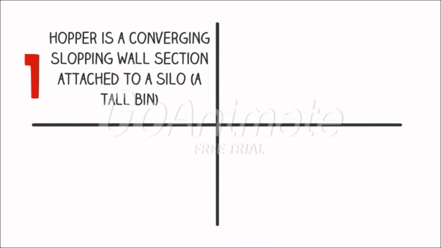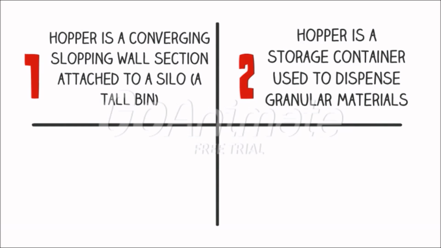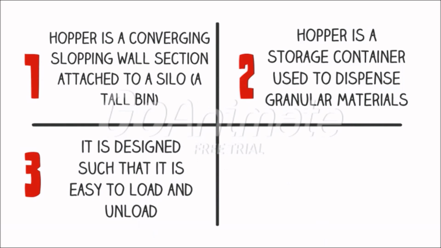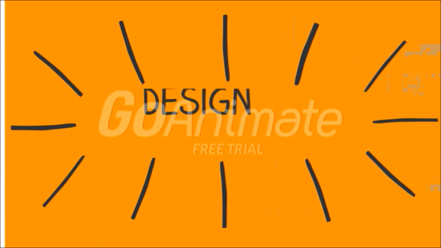1. It's a converging sloping wall section attached to a silo. 2. A storage container used to dispense granular materials. 3. The design is easy to load and unload. 4. Conical type is used. For the design of the hopper, data was extracted from a journal.